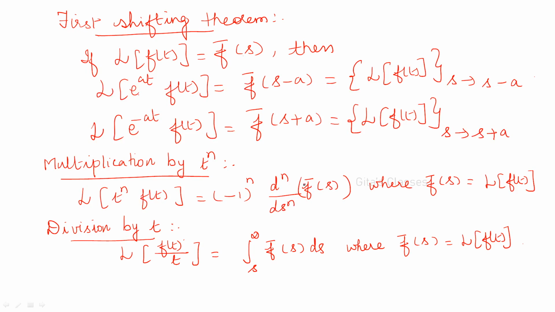That is, differentiate that many times. If t power n is multiplied n times, you have to differentiate. First, without this t power n, you find the Laplace transform, differentiate n times with respect to s, and multiply by minus 1 power n, where f bar of s is L of f of t. Similarly, L of f of t, if it is divided by t, is integral s to infinity f bar of s ds. If it is divided by t squared, then you have to integrate twice: integral s to infinity, integral s to infinity f bar of s ds. Twice you have to integrate.